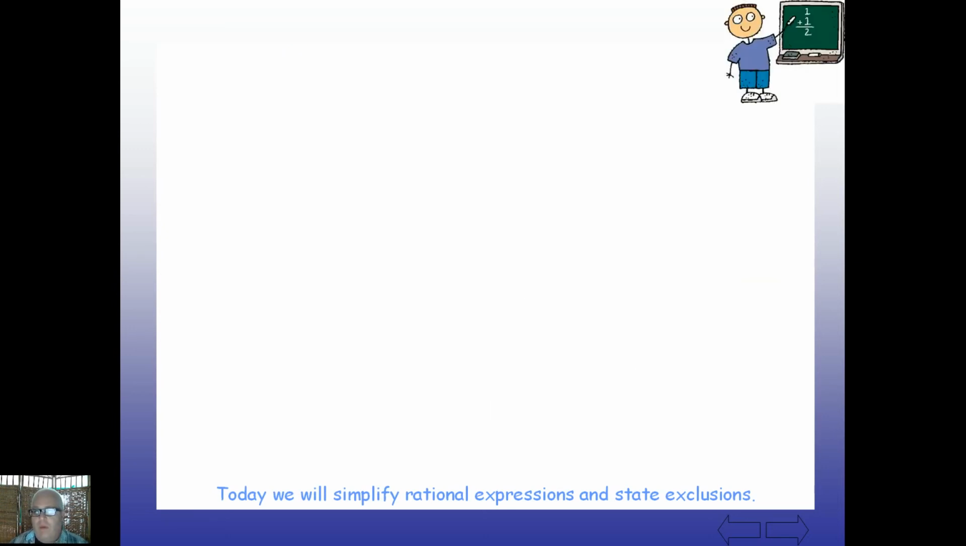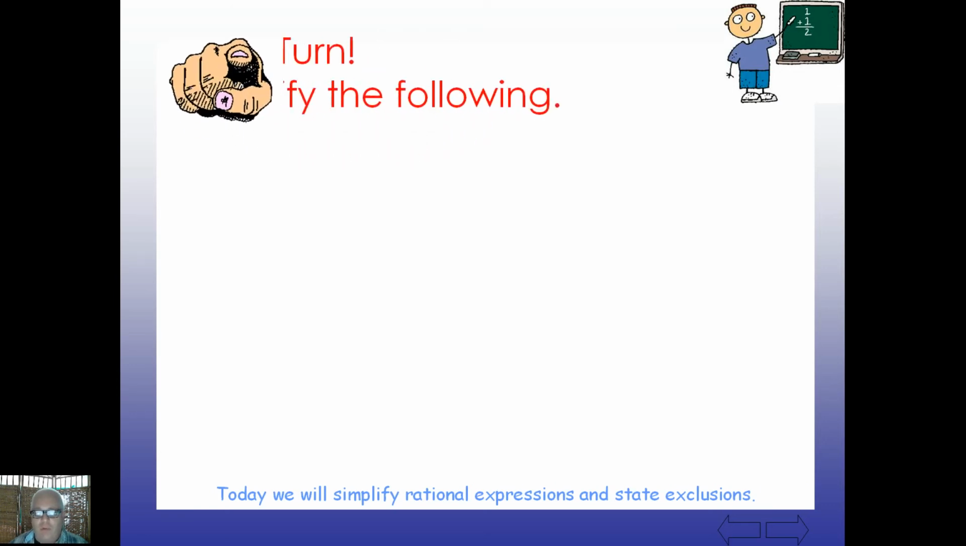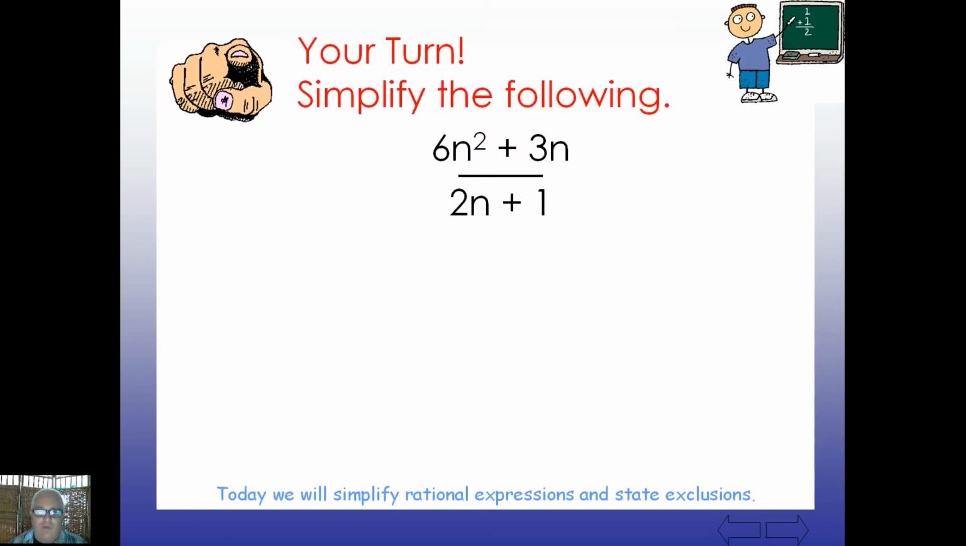All right. Here's a practice problem for you. So try to simplify the following on your own. 6n squared plus 3n over 2n plus 1. So look back at the previous problem. What did we do? We factored something out of the top, and then we reduced. So give that a try for a second. Now's a good chance you can exercise your power. Pause the video, try it out, and see what happens.